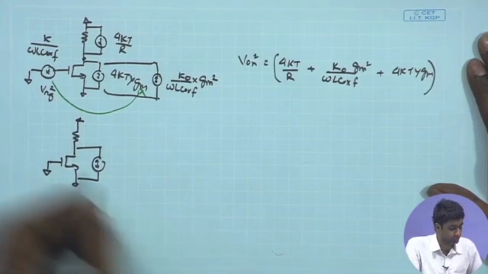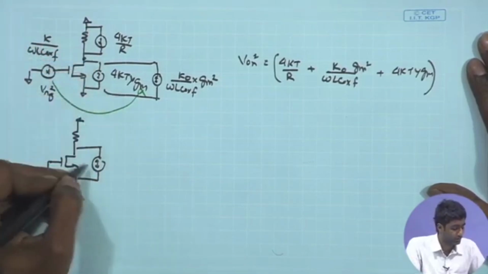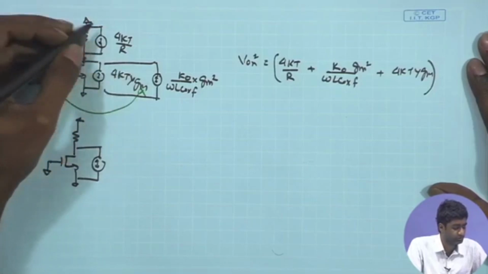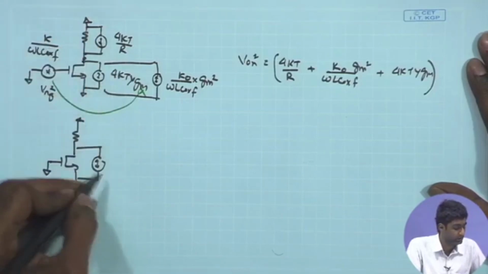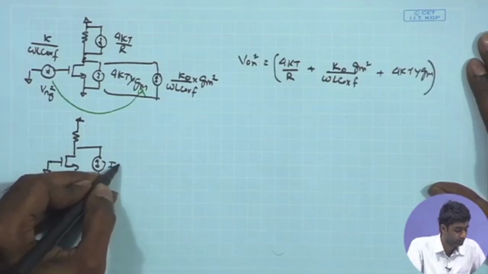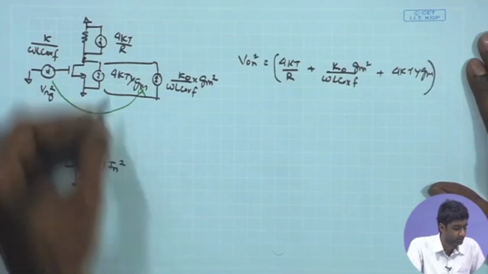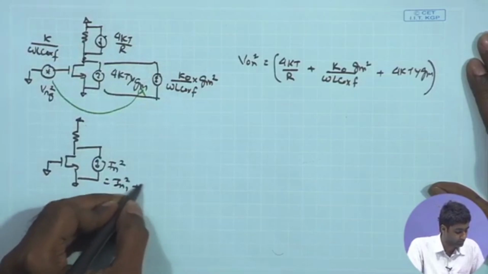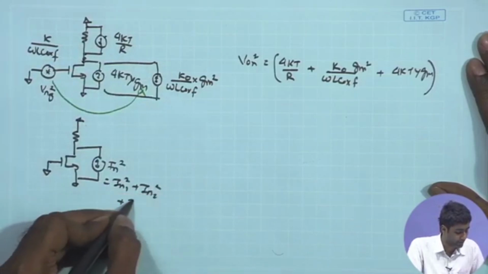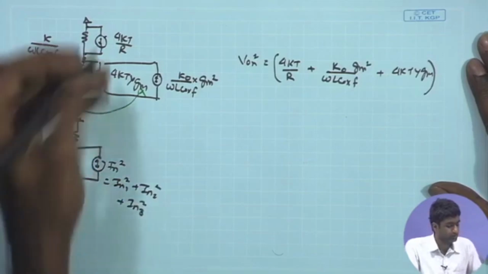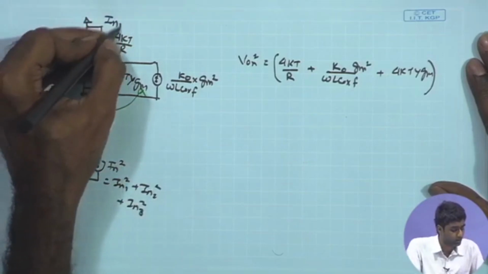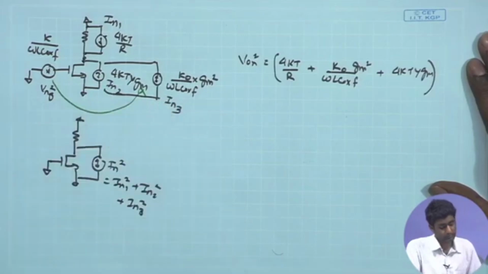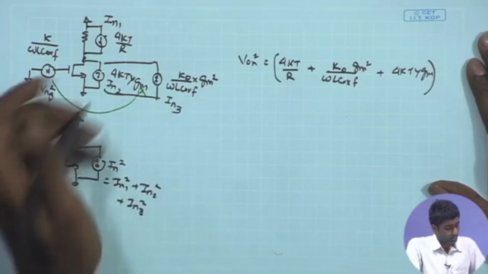So, this is set to 0. I have captured all the noise sources, ultimately they are between the AC ground and the drain. So, all these three noise sources are between the AC ground and the drain. So, I have combined them into IN square, which is equal to IN1 square plus IN2 square plus IN3 square. I can call this IN1, I can call this IN2, and I can call this IN3.